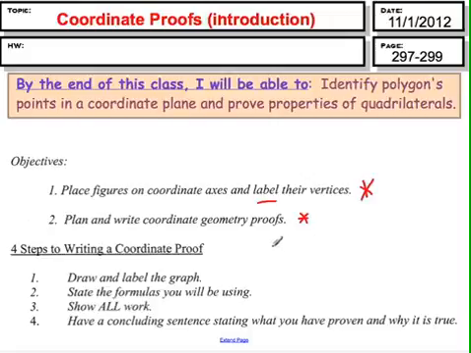There's a four-step process for writing coordinate proofs, and this is going to make more sense later. We're going to draw and label a graph, specifically with the shape, whatever they tell us to work on. We're going to state any formulas that we are going to be using. We're going to be showing all of our work. This is really, really necessary when you're proving things. And we're going to have some sort of concluding sentence that states what you've proven and why it's true. So we'll take a look at those today.